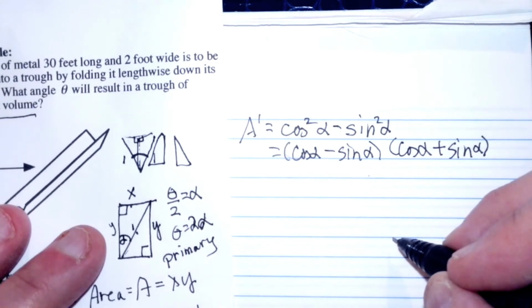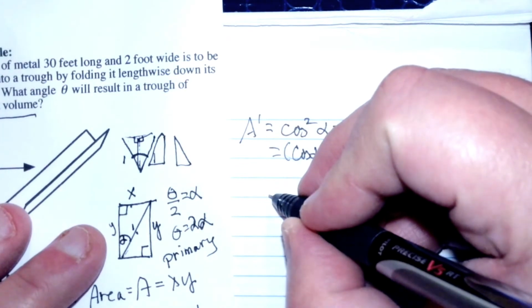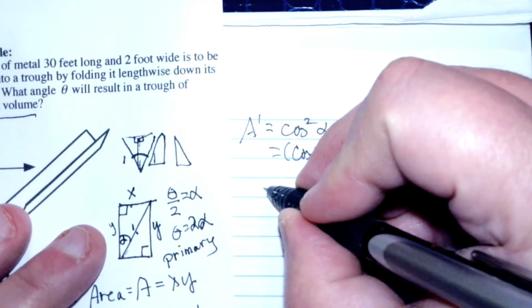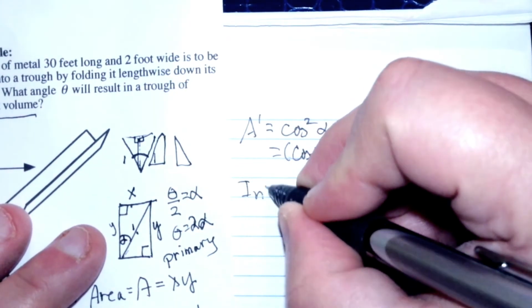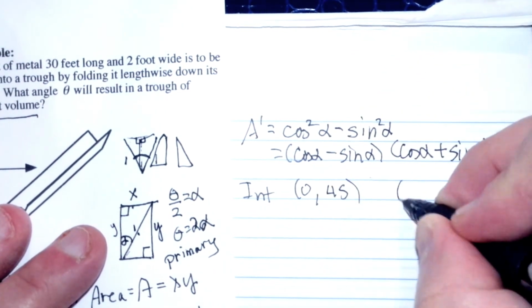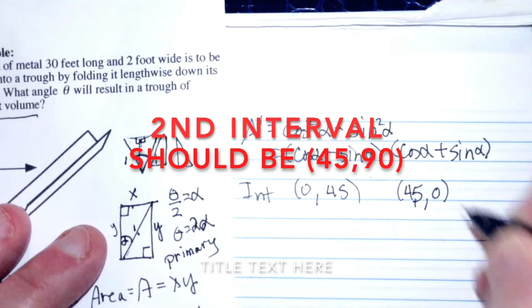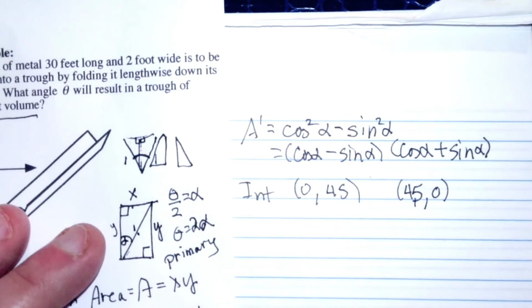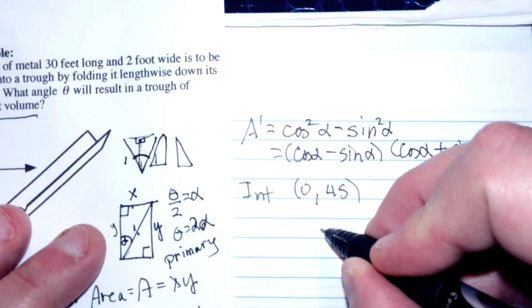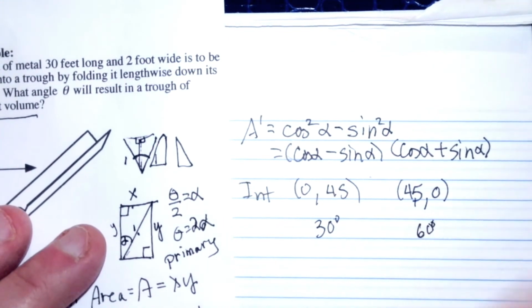So, we have one critical number, right? And that was 45 degrees. And we're only going between 0 and 90 degrees, so that means our two intervals are from 0 to 45 and from 45 to 90. So let's pick an angle. How about 30 degrees here and 60 degrees here? Those are our test numbers.